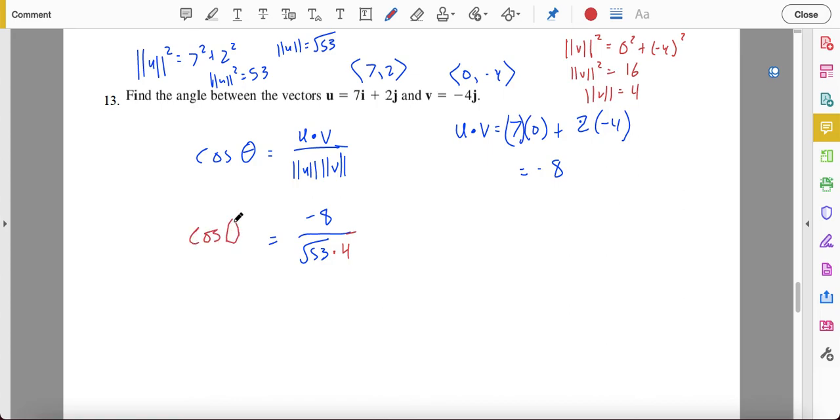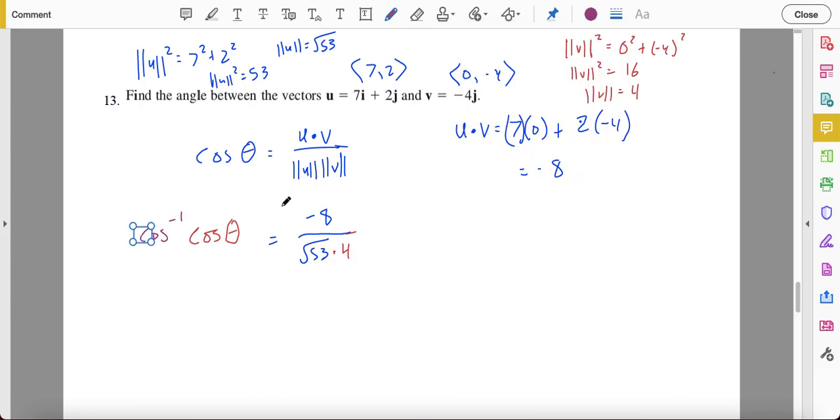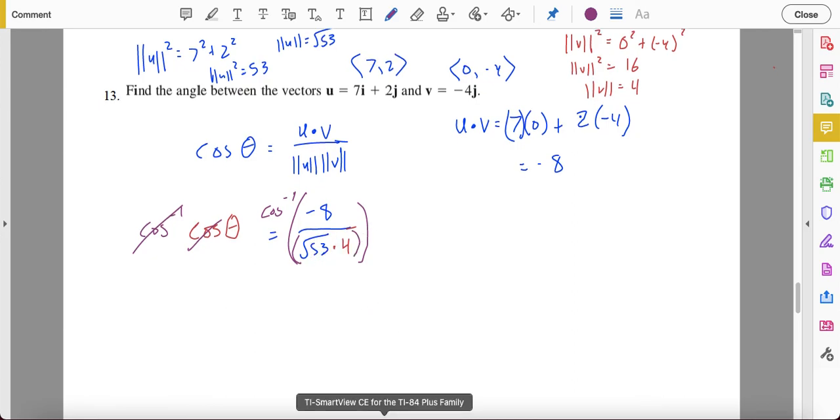So we have cosine theta equals this. But now we're not interested in what cosine theta is, we're interested in theta. So what we have to do to finish this thing off is take the inverse cosine of each side. So that'll give us theta by itself. So inverse cosine of negative 8 over root 53 times 4. Be real careful when you put this in the calculator. Make sure you put parentheses. If you put all this in at the same time, make sure you put parentheses around this down here. Let me show you that in the calculator.